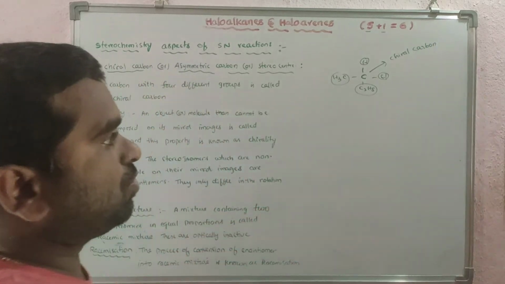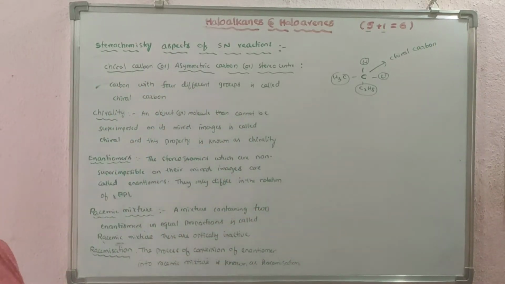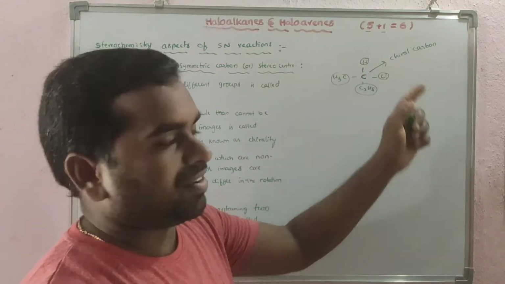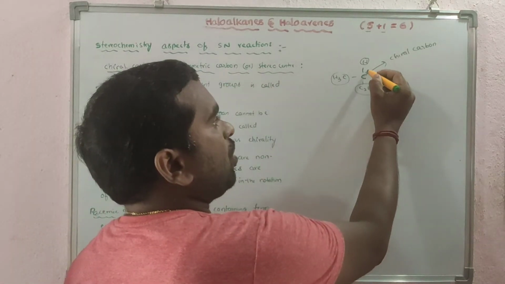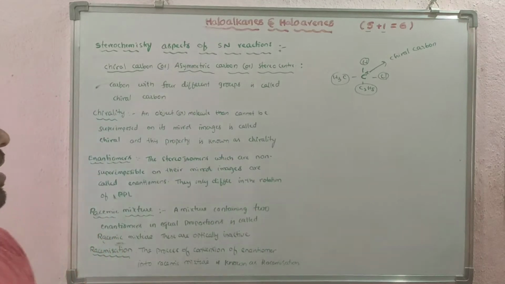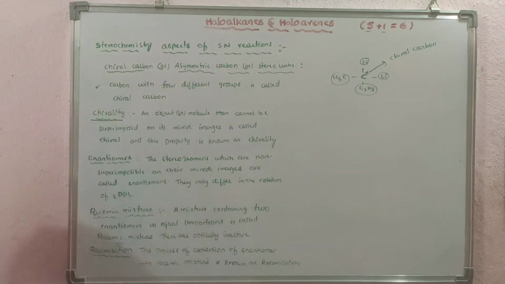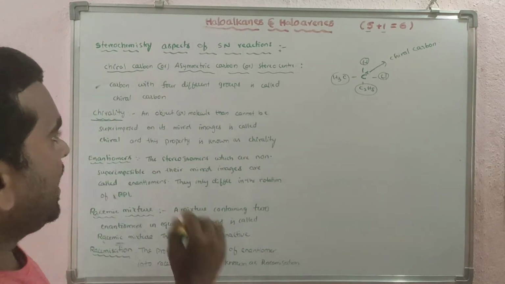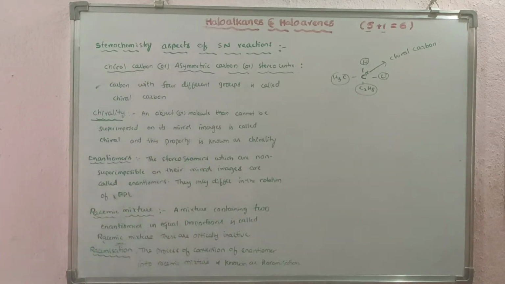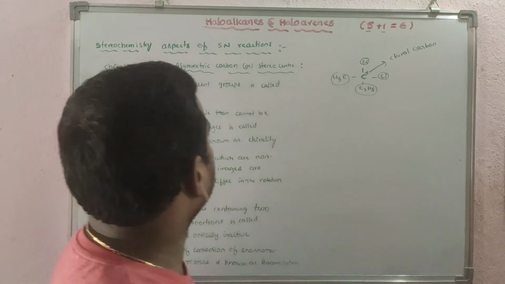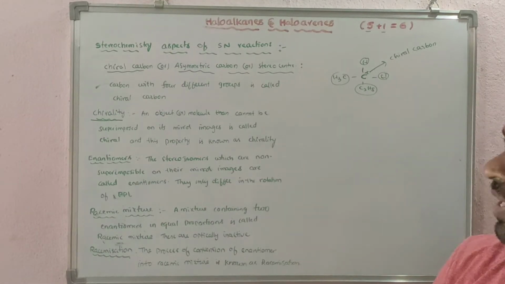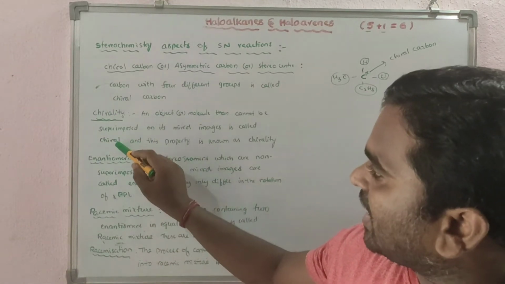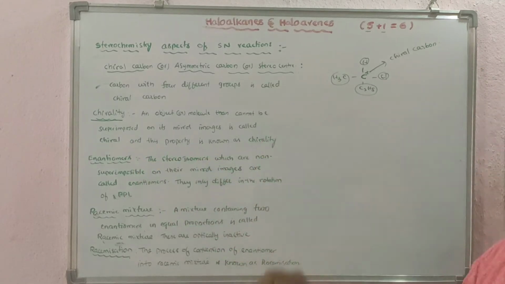This carbon is called what? Chiral carbon. Clear? Because the carbon is having 4 different groups. It can also be called an asymmetric carbon, or this center we will call a stereo center. Next one, chirality. What is chirality? An object or molecule that cannot be superimposed on its mirror image is called a chiral molecule, and the property is known as chirality.